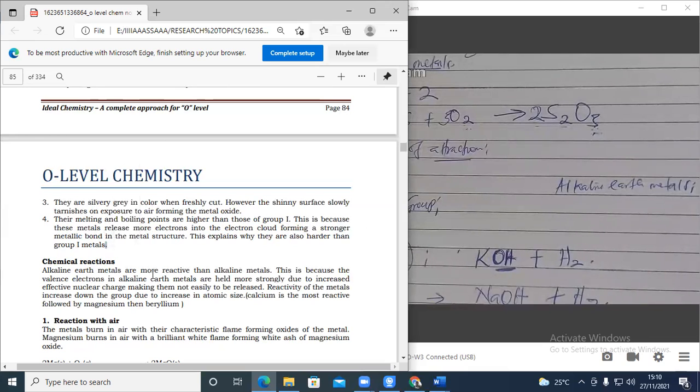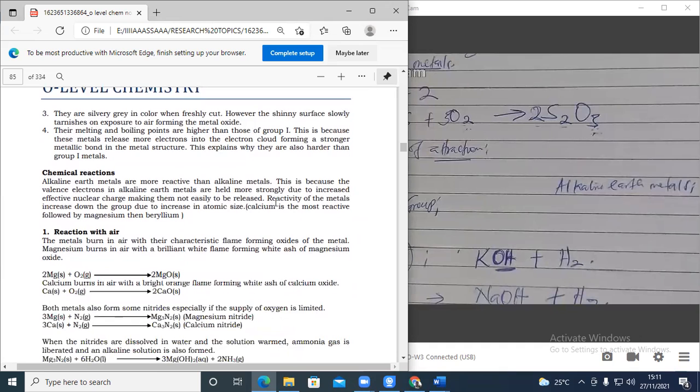So, chemical reactions: they are less reactive. This one is not there, so take care in the book. So these alkaline earth metals are less reactive than the alkali metals. This "more", try and cross it out. It is less. They are less reactive. We have seen from this point that they are less reactive than group one, the alkali metals, because they have more electrons to give out. So that is what is there.